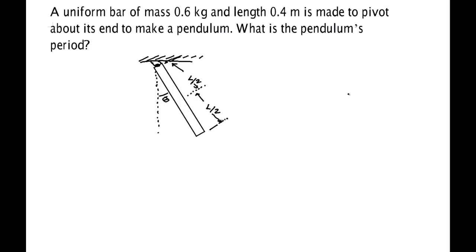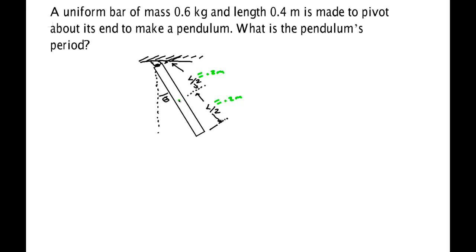In this video, we're going to work another simple harmonic motion problem. It's a type of pendulum, but it's a pendulum created by a uniform bar that's been attached on one end and allowed to swing due to gravity pulling at the center of mass. So it says the uniform bar has a mass of 0.6 kilograms and a length of 0.4 meters. So this is 0.2 meters to the middle of the bar, and then of course to the end of the bar is another 0.2 meters. It's made to pivot on the end, making a pendulum.